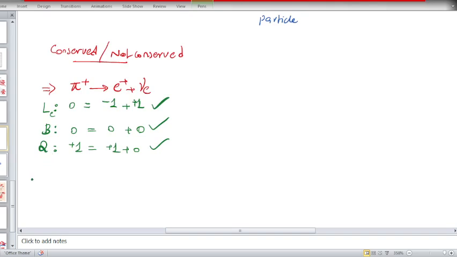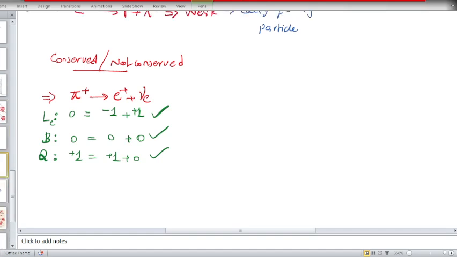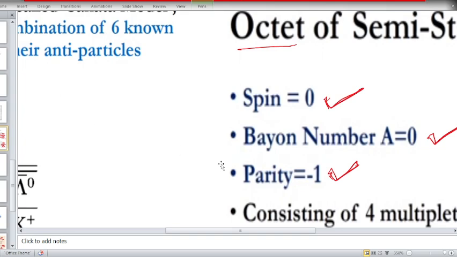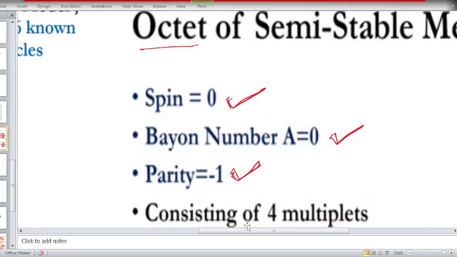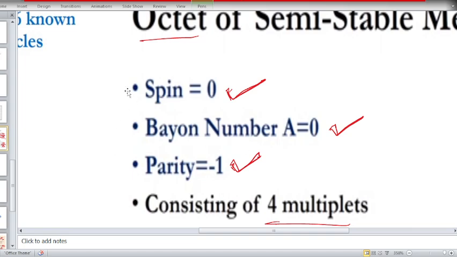Then if you want, you can also check angular momentum, whether it is conserved or not. So you can check the angular momentum of the pi plus. For that, you can check in the octet that we have discussed earlier. Let me show you that. In this structure, you have the octet of semi-stable mesons. You have the spin which is equal to 0.